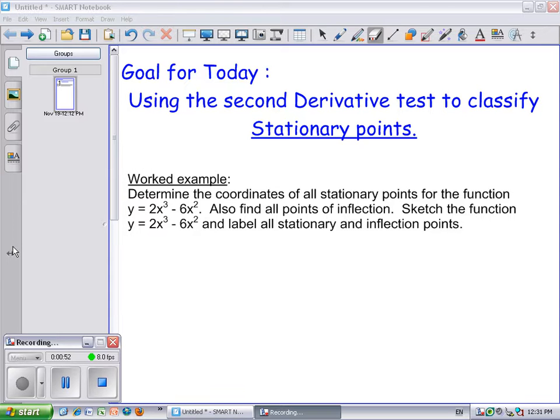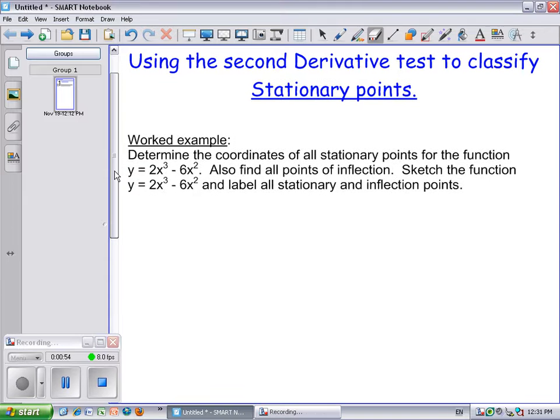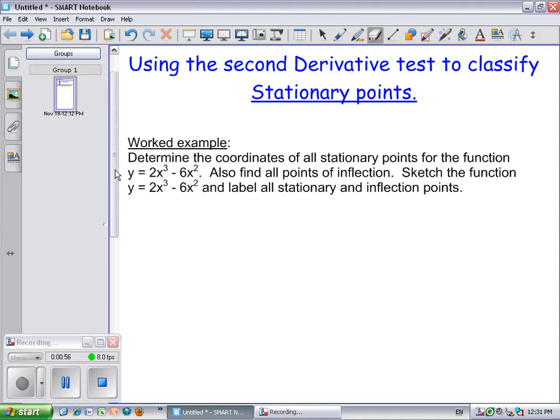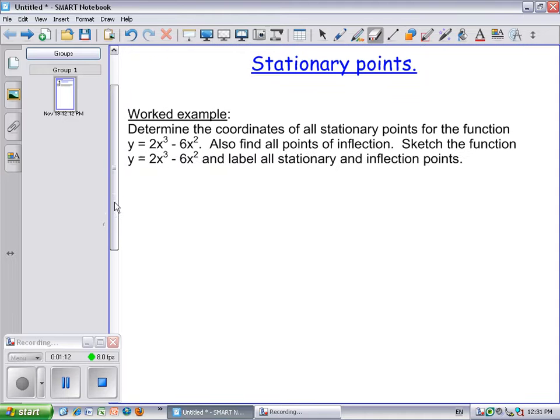Riley, pay attention. Okay. Determine the coordinates of all stationary points for the function y equals 2x cubed minus 6x squared. Find all those stationary points of inflection as well. That's a little different from yesterday. And sketch the function to scale and label all of these points. So press pause right now, and good luck to you kiddies.